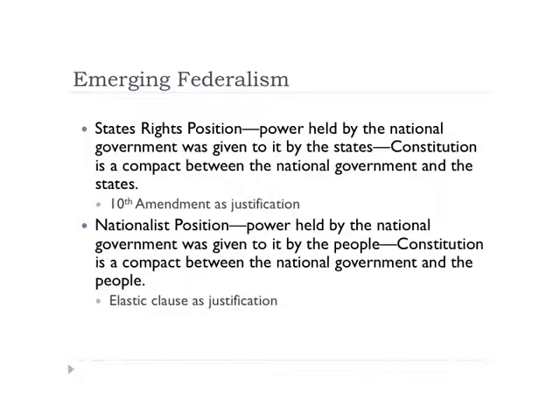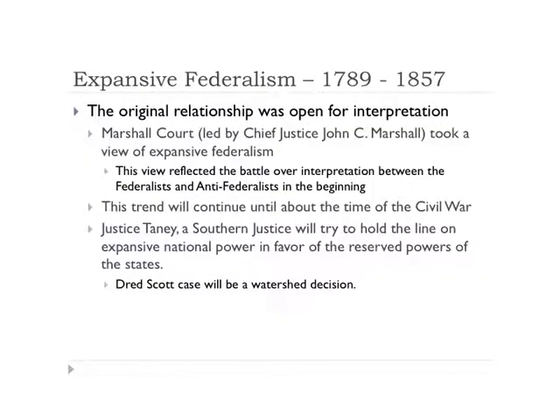Their justification for that will be in part the idea that the founders did give the elastic clause in the Constitution, which would allow for federal expansion of power. And this is really more of the federalist perspective. Now, all of this is going to be open for interpretation as time progresses. So the first era is that of expansive federalism, and this will be really from about 1789 to 1857 or so.